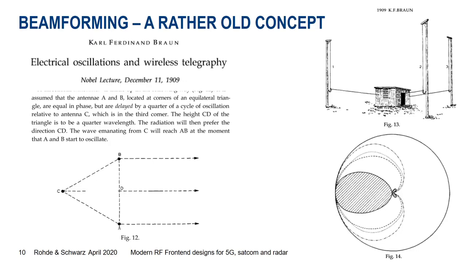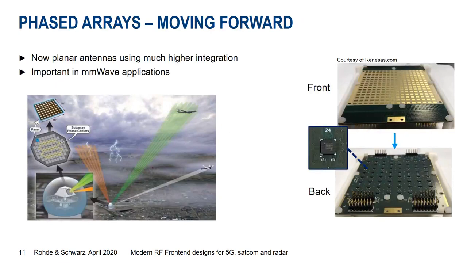He did some work with multiple antennas and found out that when using the signal in the right way and applying it to the antennas at the right format, you can create a signal direction, a beam which goes in one direction. But today it looks a little bit different and more sophisticated. We are using now planar antennas, phased arrays, with a much higher integration.